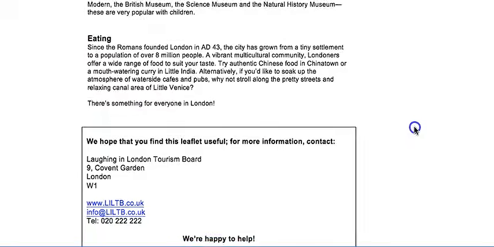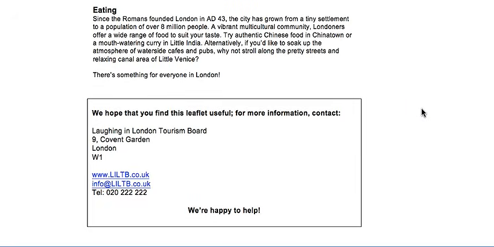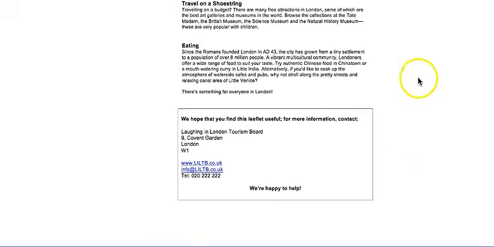Eating. Since the Romans founded London in AD 43, the city has grown from a tiny settlement to a population of over 8 million people. A vibrant multicultural community, Londoners offer a wide range of food to suit your taste. Try authentic Chinese food in Chinatown or a mouth-watering curry in Little India. Alternatively, if you'd like to soak up the atmosphere of waterside cafes and pubs, why not stroll along the pretty streets and relaxing canal areas of Little Venice? There's something for everyone in London. We hope that you find this leaflet useful. For more information, contact Laughing in London Tourism Board, 9 Covent Garden. We're happy to help.